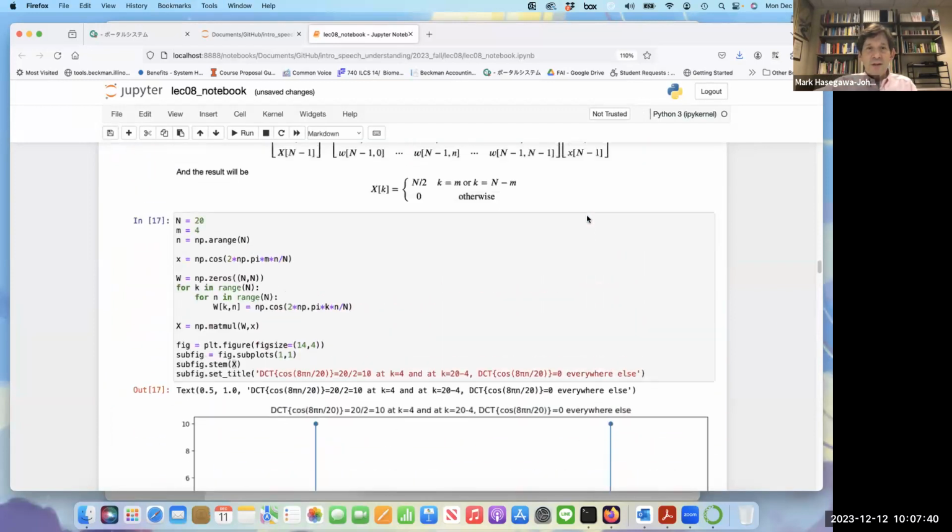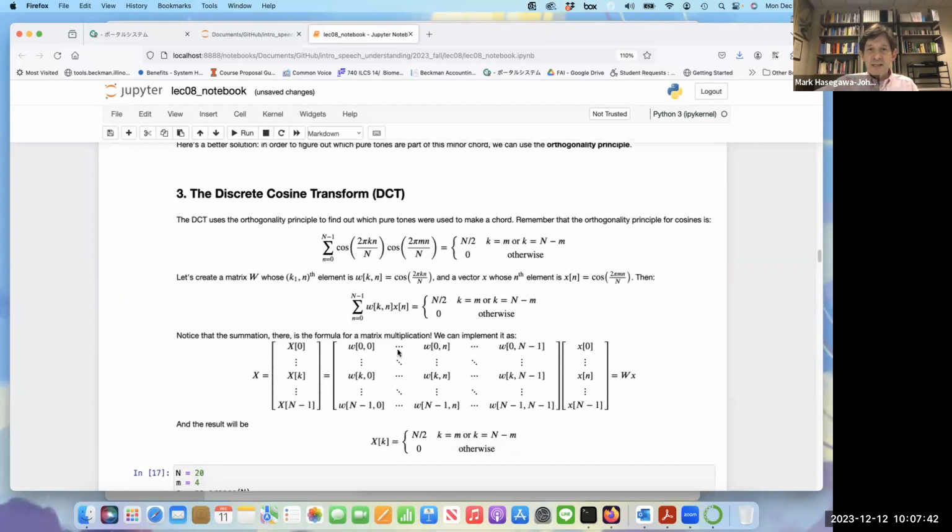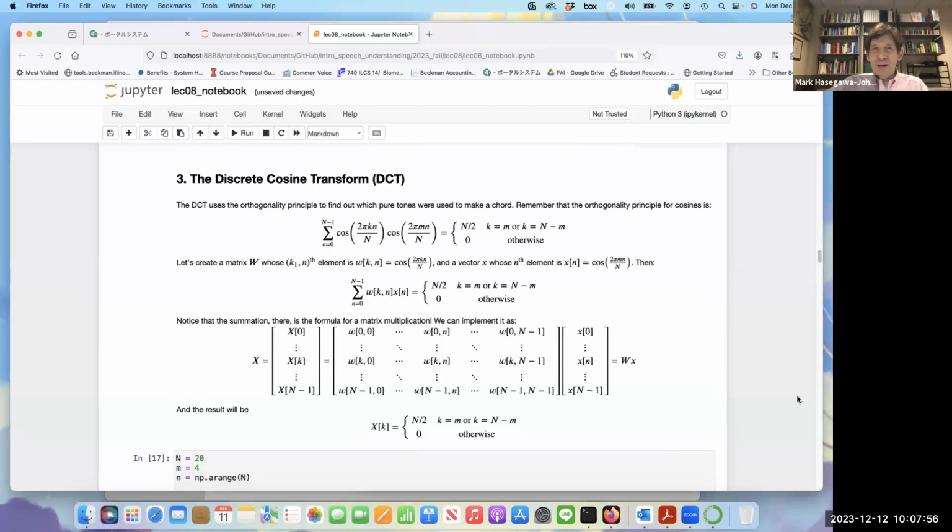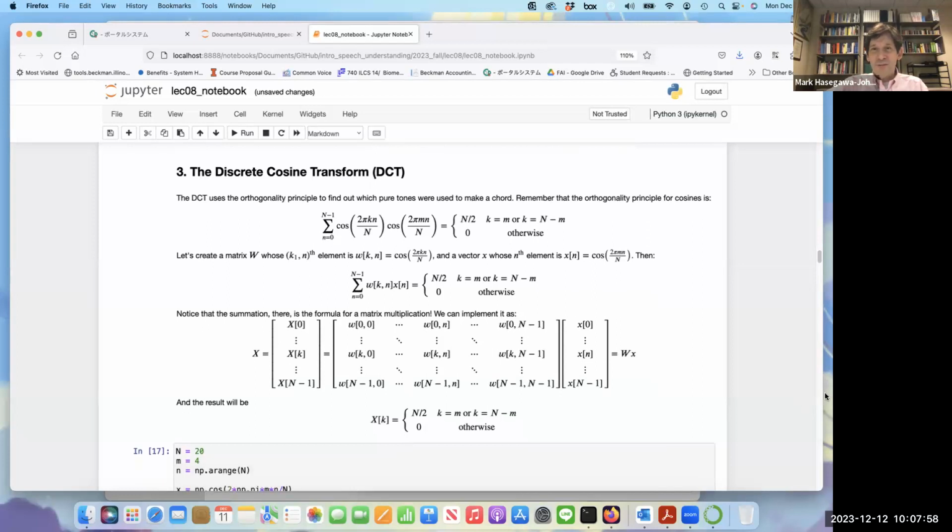Remember, I got those three tones by creating this gigantic W matrix where each row of this W matrix is a pure tone at a different frequency. And then I look to see which of those rows has a non-zero product with the signal that I'm trying to decompose. All right, that's maybe the biggest mathematical concept of this week. Professor Mochizuki, do you want to try to describe that?